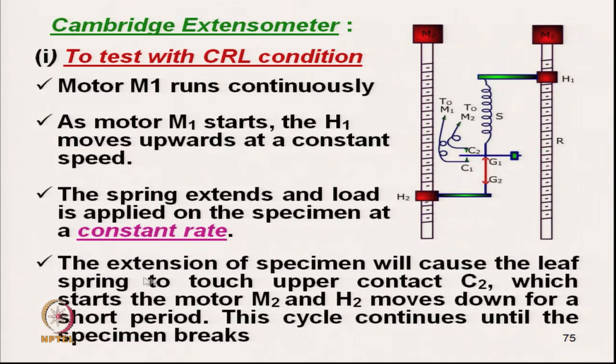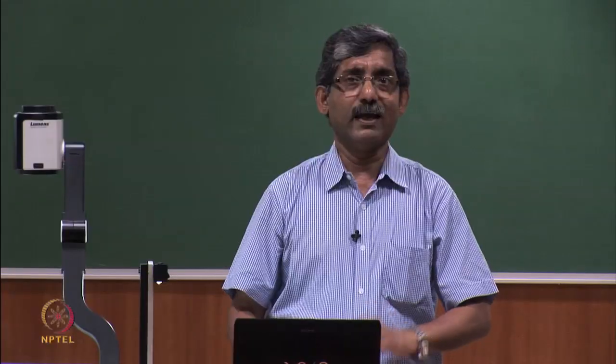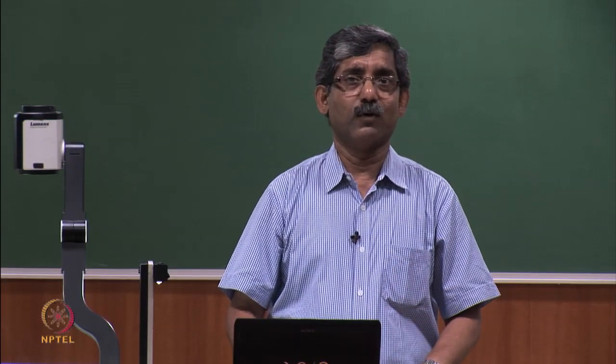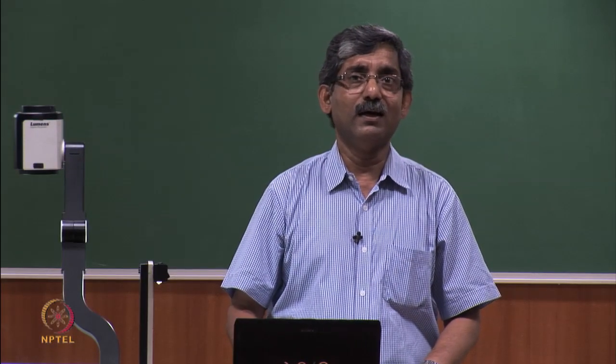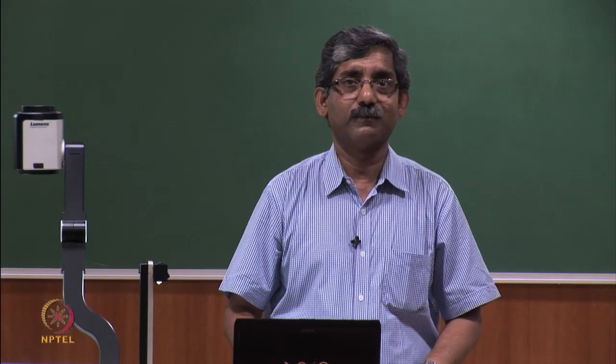Okay. So, the extension of the specimen will cause the leaf spring to touch the upper contact C2, which starts the motor M2, and H2 moves downward for a short period. This cycle continues until the specimen breaks. So, for a very short time it will move and again it will stop. This will continue till it breaks.